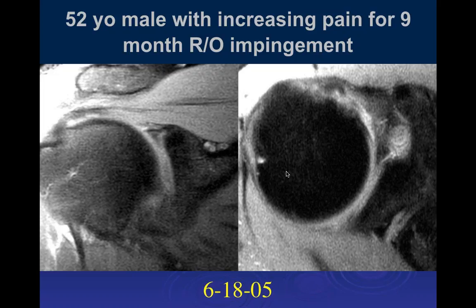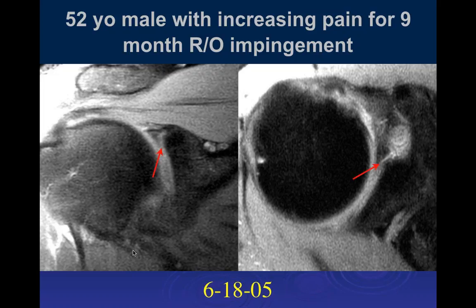Okay, so here we have a 52-year-old male with increasing pain for 9 months. We're evaluating for impingement. In addition to some rotator cuff issues, which we won't get into, we are seeing a little bit of linear signal within the superior labrum. It could just be the cut here. It looks a little irregular, but it's not really extending. There's a little bit of increased signal, but it's not a great image.